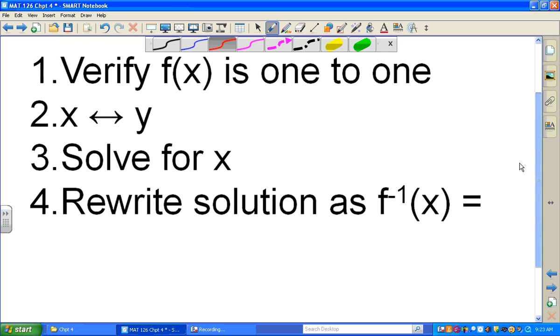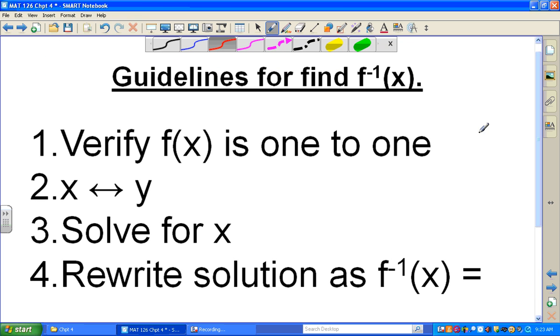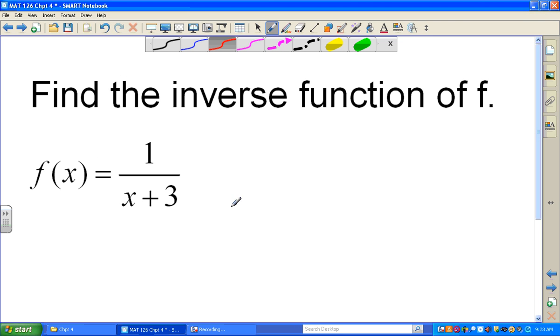Anyway, this is how we find the inverse, just for those that have been dozing off the last day and a half, which does happen. Verify it's 1-to-1 first. Yeah, that's pretty easy to tell. Switch x's to y, solve for x, and rewrite it. All right, here we go. You want to try this one on your own, see how you do?